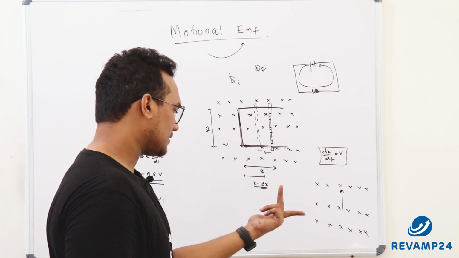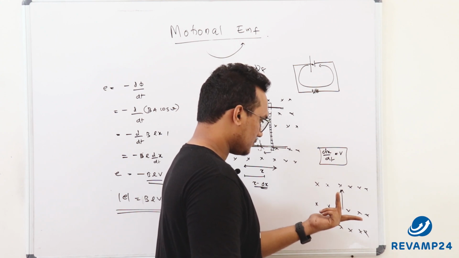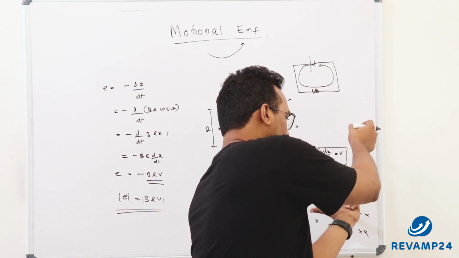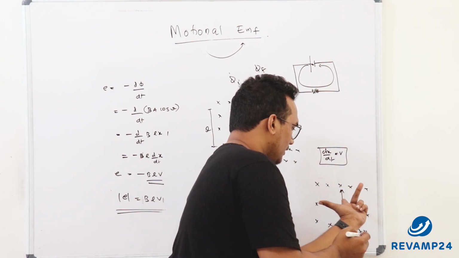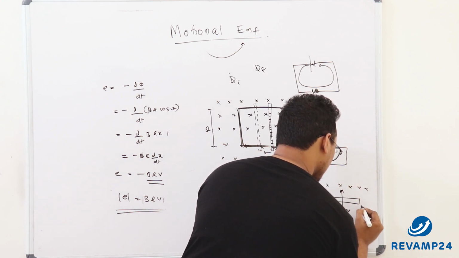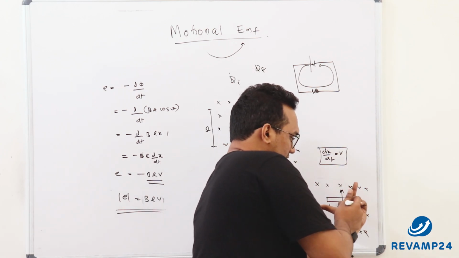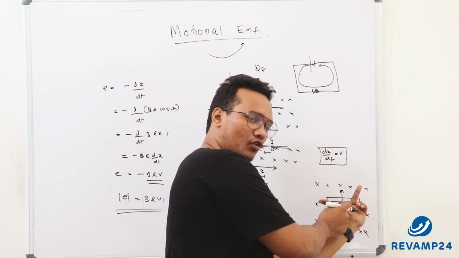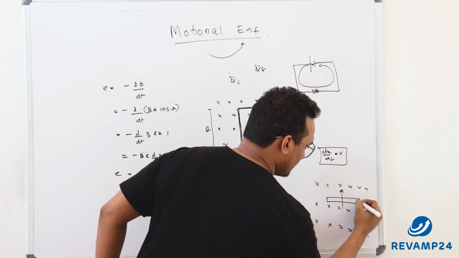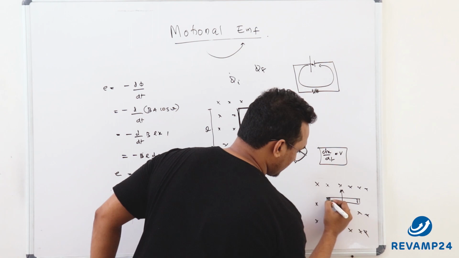Now I'll apply Fleming's left hand rule. So this is the direction of current and the magnetic field is into the plane. Okay, so this is the direction of current, magnetic field is into the plane and the force will be in this direction. So if force is in this direction, positive charges will move in this direction, but negative charges will move opposite to that direction. So electrons will accumulate here. Positive charges will accumulate here.